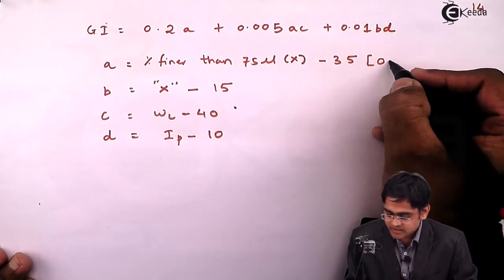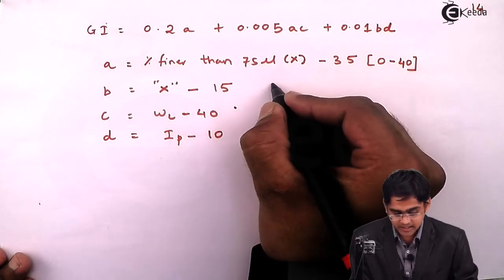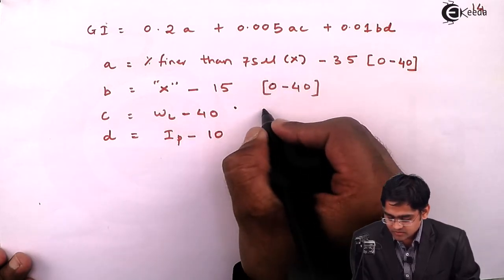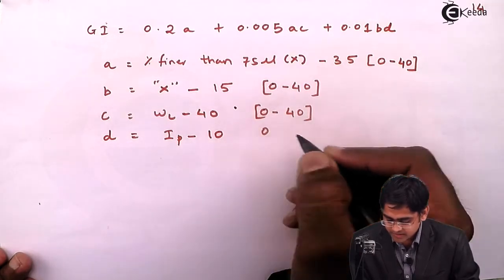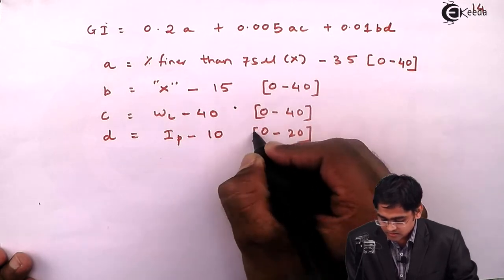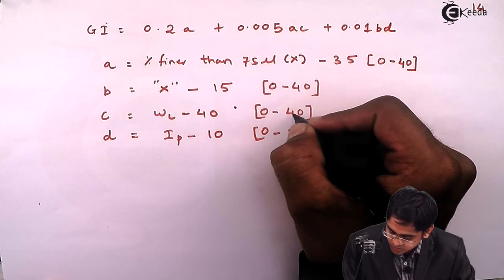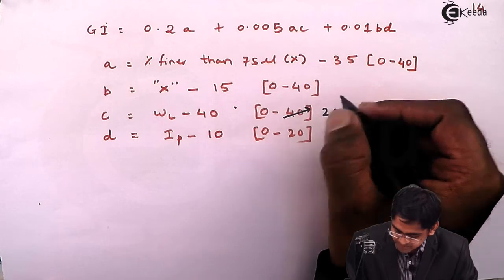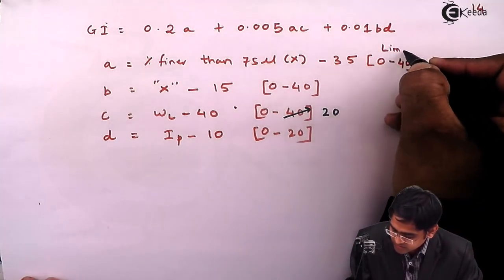For A, the limits are from 0 to 40. For B, limits are again the same, 0 to 40. For C also, limits are 0 to 40. For D, the limits are from 0 to 20. For C as well, the limits are from 0 to 20, not 40, from 0 to 20. These are the limit values.